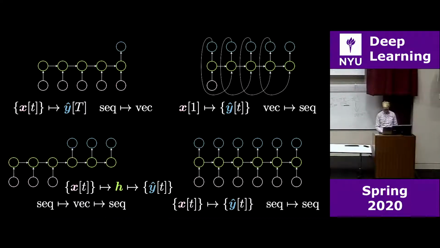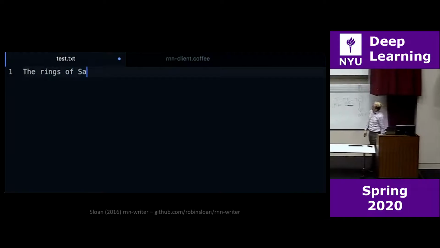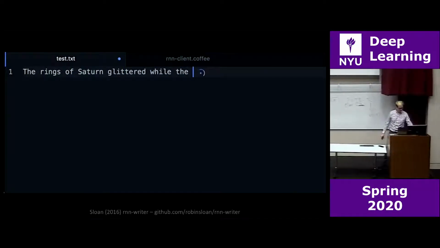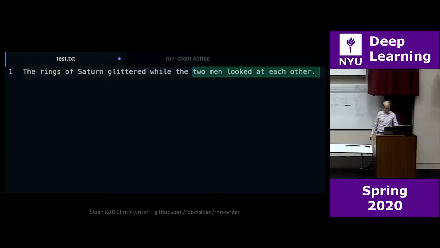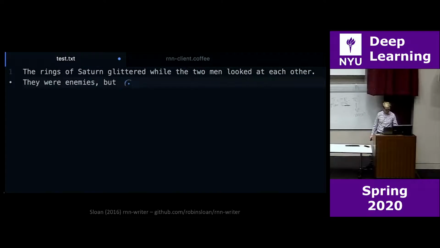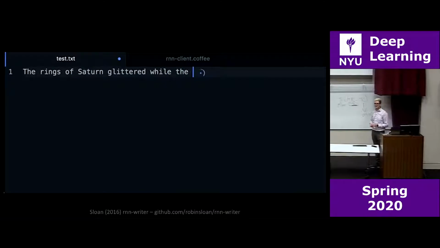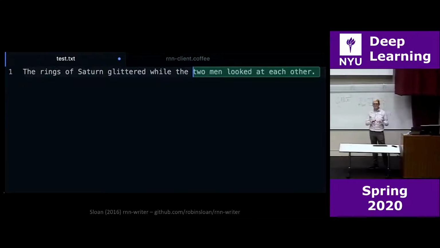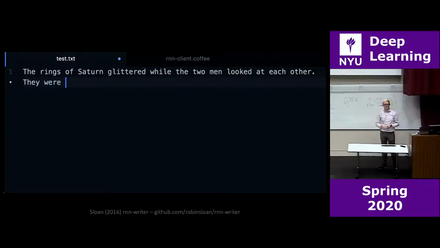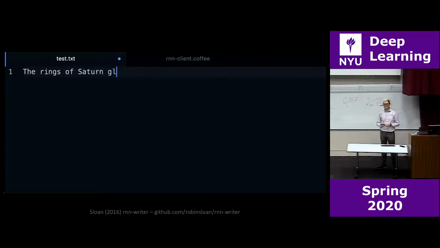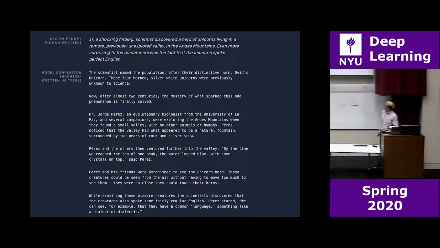Or something very cool, which is the following. So I start writing here: The rings of Saturn glitter while the harsh eyes, two men look at each other. They were enemies, but the servo robots weren't. Hold on. This network was trained on some sci-fi novels, and therefore you can just type something, then you let the network start outputting some suggestions for you. So if you don't know how to write a book, you can ask your computer to help you out. That's so cool. Or one more that I really like. This one is fantastic, I think.